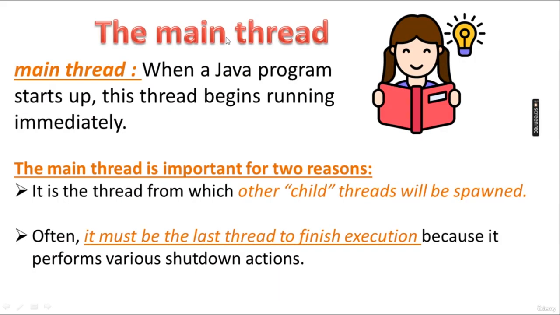Then the main thread, which started the execution. When a Java program starts up, this thread begins running immediately. The main thread is important for two reasons. First, it is the thread from which other child threads will be spawned. So from the main thread, you can create multiple child threads. Second, often it must be the last thread to finish execution because it performs various shutdown actions. So the main thread will be the first thread. After that, other child threads will be created, and it must be the last thread to finish execution because it has to perform various shutdown actions.